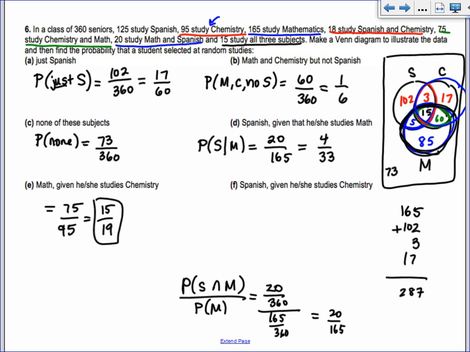All right, and then the next one's probability of Spanish given that they study chemistry. Well, that means you're given that they study chemistry. You're already in that circle. So how many total people are in chemistry? 95. How many of those study Spanish? 18. So your answer is 18 out of 95. Did you guys get those? Yeah. Okay. So use the Venn if you have the Venn. That's usually the best way.